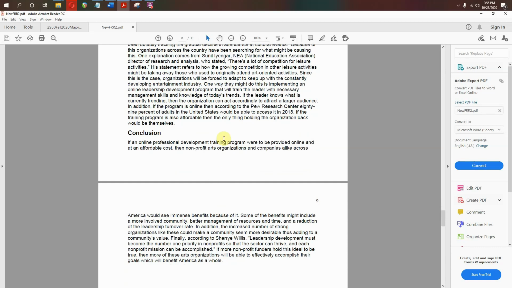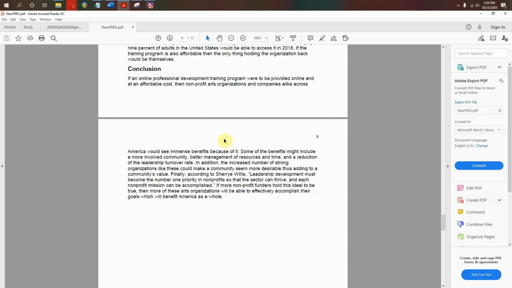If an online professional development training program were to be provided online at affordable cost, the nonprofit organizations and companies alike across America would see immense benefits because of it. And they list out a few benefits. What can you tell me about what this program is actually like? I've read this thing many times. I couldn't tell you a word of it because this author doesn't tell me a word about it.